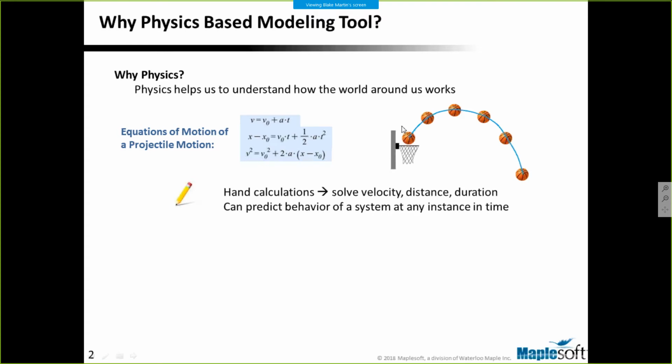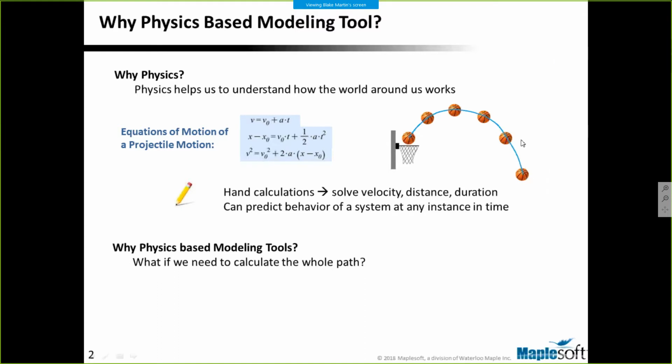We usually do these with hand calculations, so we'll solve for the velocity, the distance, and the duration. And as I mentioned, we can predict basically the behavior of the system at any instance in time. So why would we want to use physics-based modeling tools if we can do these hand calculations? Well, what if we need to calculate the whole path?